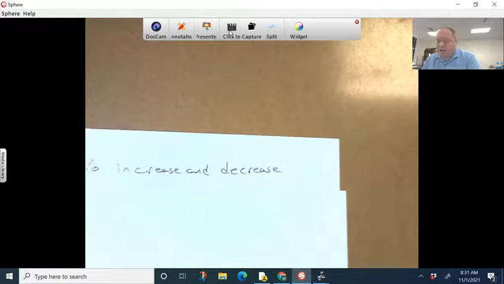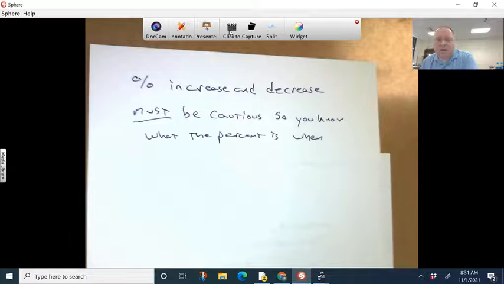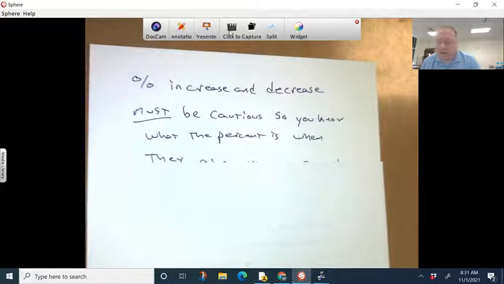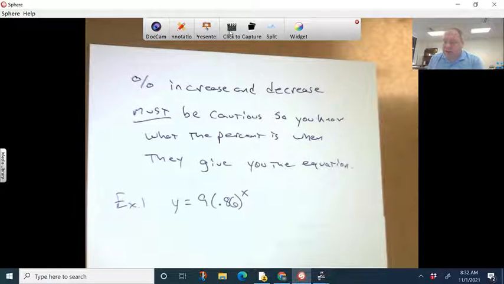Okay, so if we're looking at percent increase and decrease, we often have to be sure that we know what the percent is of that increase or decrease. All right? And oftentimes, they give us the equation. So when you're looking at the equation, we have to be able to look at that and figure out what that percent is very quickly. All right?